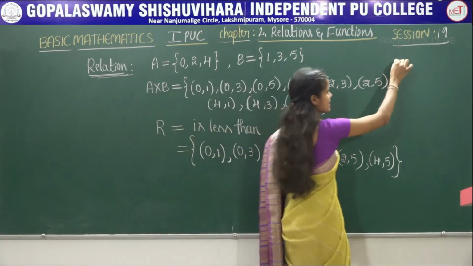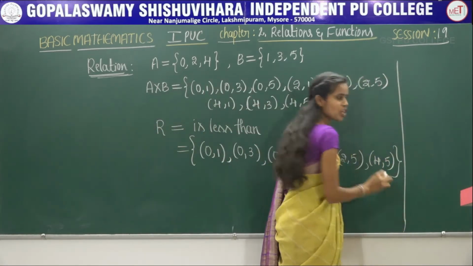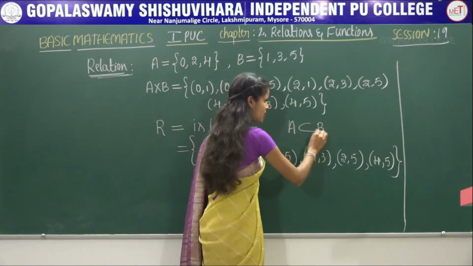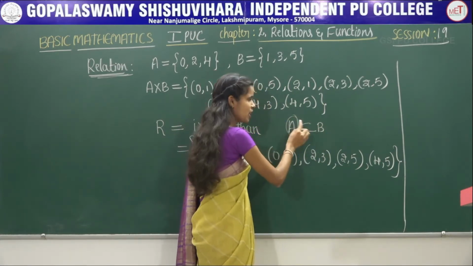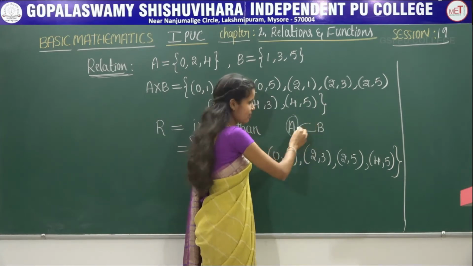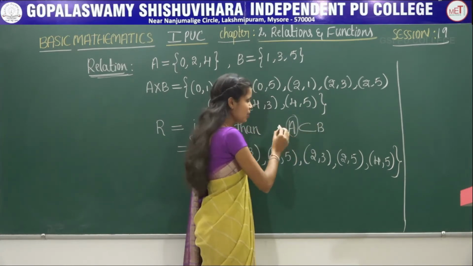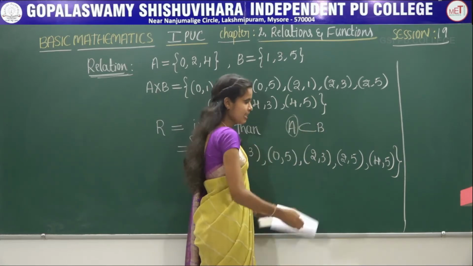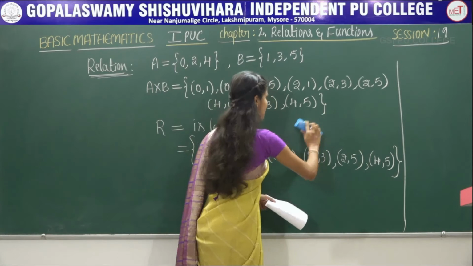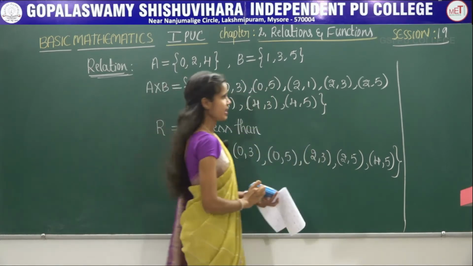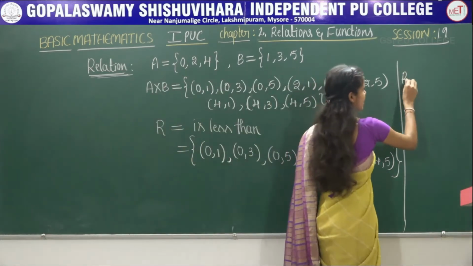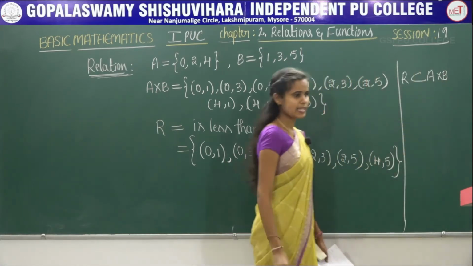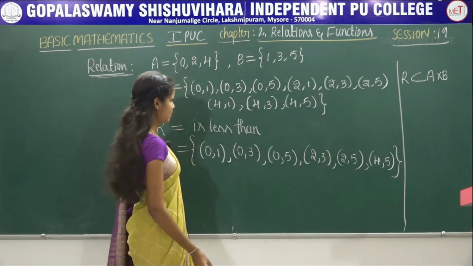When we say that it is a subset of another set, suppose we want to say A is a subset of B, it means each and every element of A must belong to B. Then we say that A is a subset of B. If at least one element of A does not belong to B, then it is not a subset. So here R is a subset of A cross B.